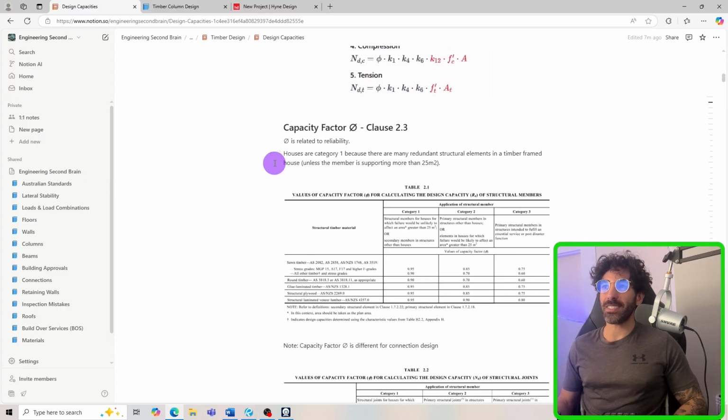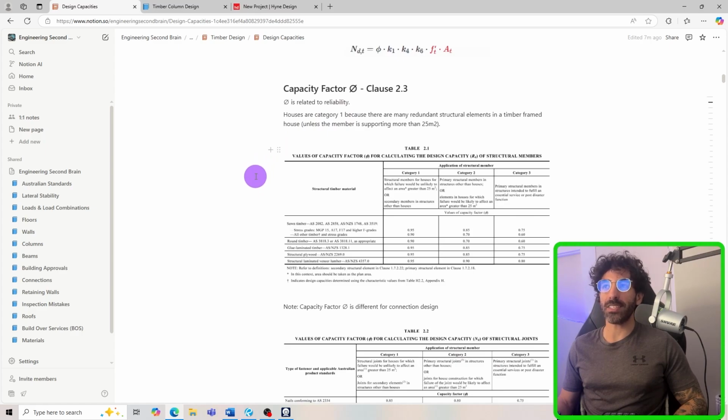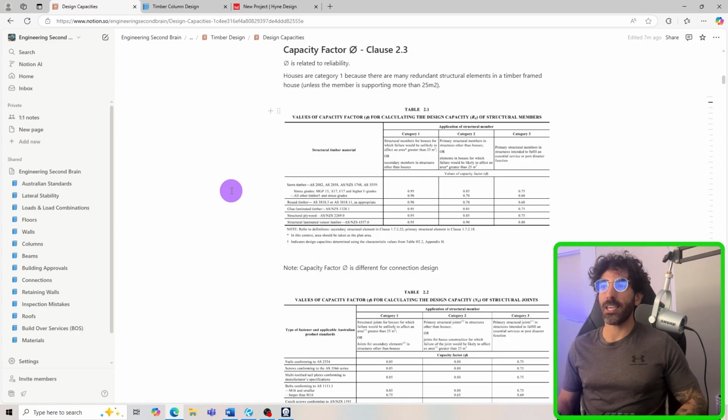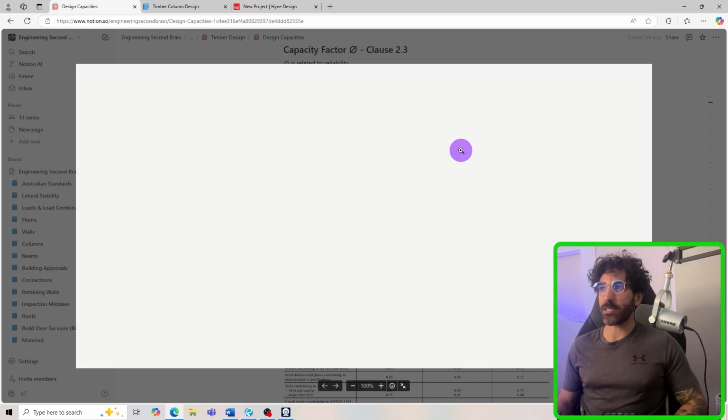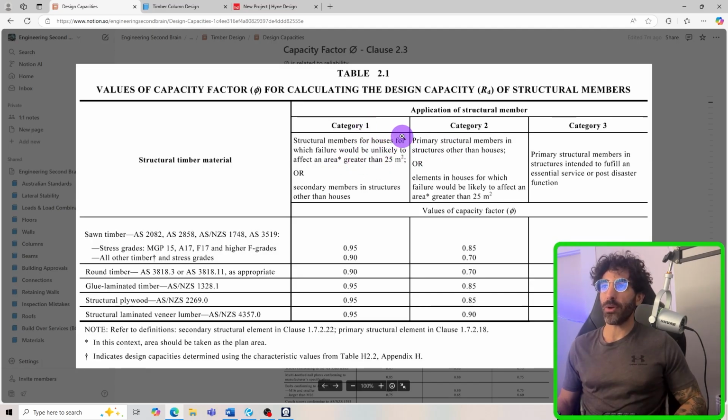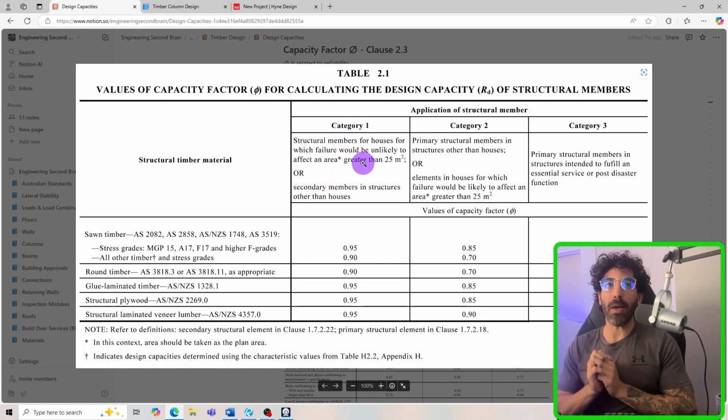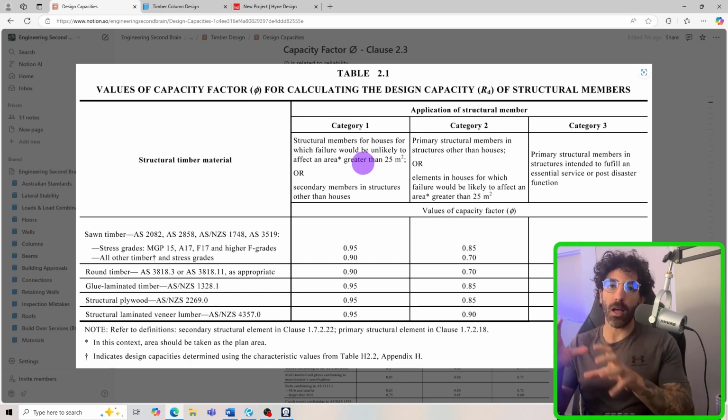The first one is the capacity factor phi, which is related to reliability. If you head to AS 1720.1 clause 2.3, there will be table 2.1 in there. So if we expand this table, you can see that we have 3 different categories: category 1, category 2, category 3. So category 1 is for members whose failure would result in a localized collapse.